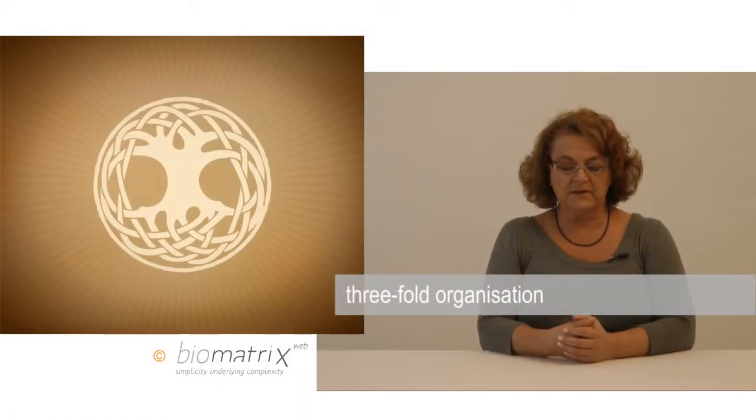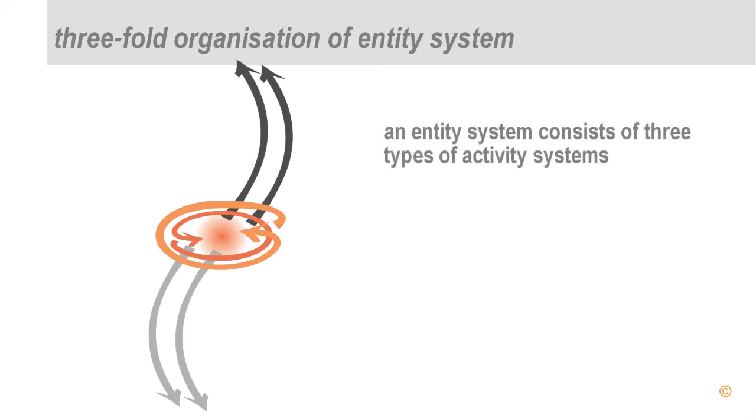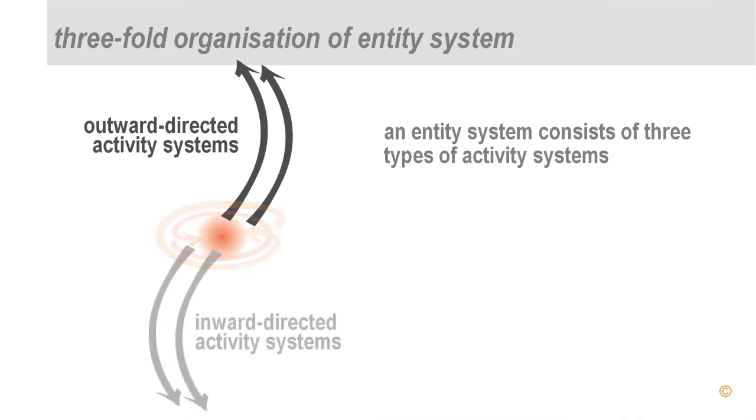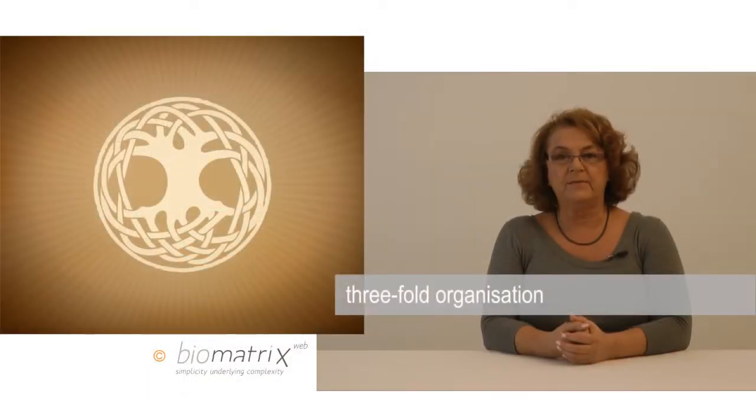If you're looking closer at how the knot-like entity system is organized, then we see that it has a threefold organization. Analogous to the knot, some threads go out, some threads wind around itself, and some threads point inward. So we have outward directed activity systems, inward directed activity systems, and self-directed activity systems. In a person, for example, outward directed activity systems refer to those activities that we are doing for the outer environment, our family, society, work life, etc.